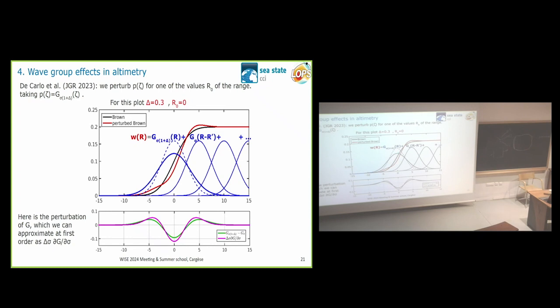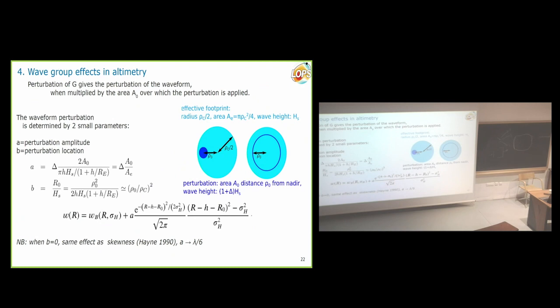And by the way, this is exactly the same plot as Haynes' plot for the effect of skewness in the PDF of the surface elevation. And so the presence of wave groups seen through the waveform is exactly the same as the effect of the skewness. And theoretically you can actually derive the waveform for that perturbation of the wave height. So if you have a perturbation of the wave height here, it doesn't matter if it's localized here or around a ring, because for the altimeter everything is kind of summed up on these rings. And we get this waveform, which is a Brown waveform plus some perturbation, whose amplitude is a function of the ratio of the wave height inside and outside the perturbation, and the area of that perturbed area compared to the total area of the footprint.